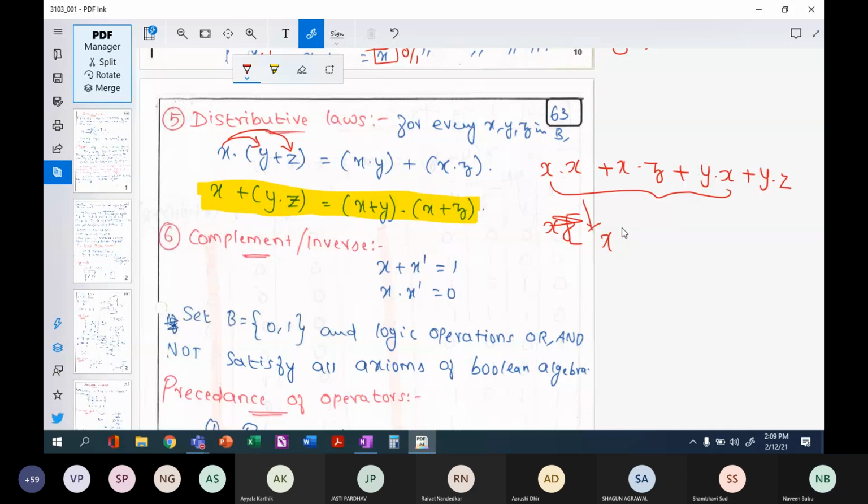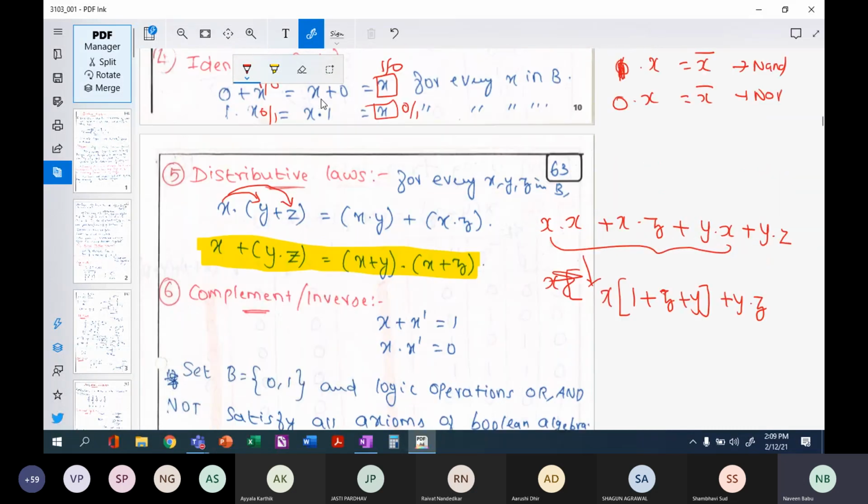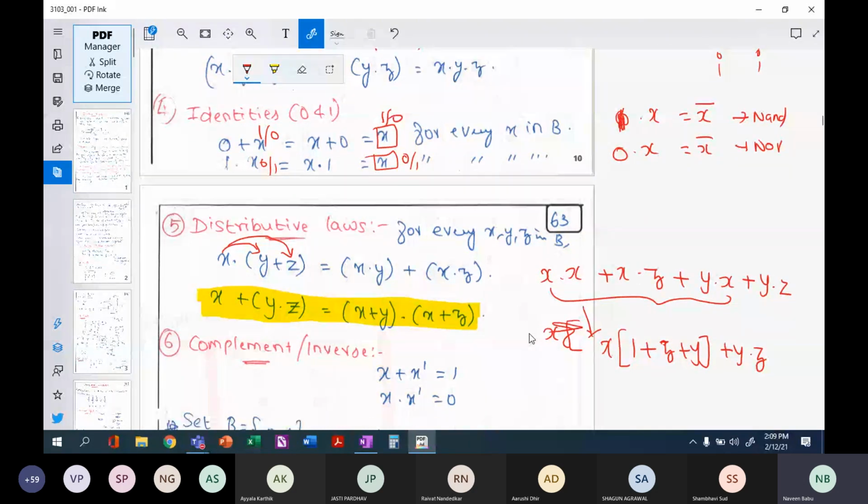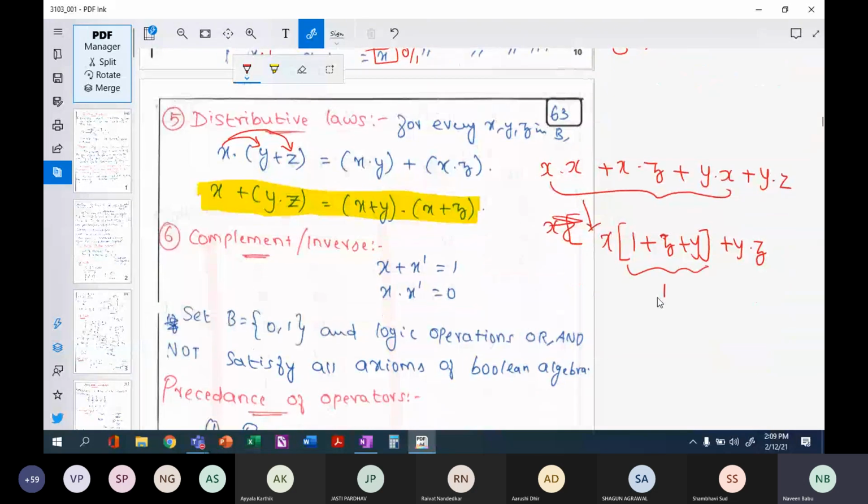So this can be 1 plus anything. We just saw the identity, right? 1 plus, here it is 0 plus. If it is 1 plus anything, then obviously this particular result will always be 1. So that is why this gets simplified to x plus y dot z. So from the right hand side, we try to prove the left hand side. You should remember this because we will be applying it in another identity right now towards the end of this page.